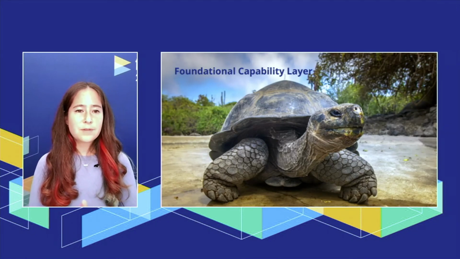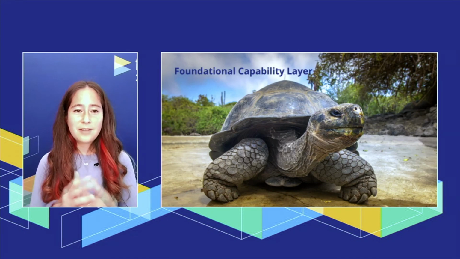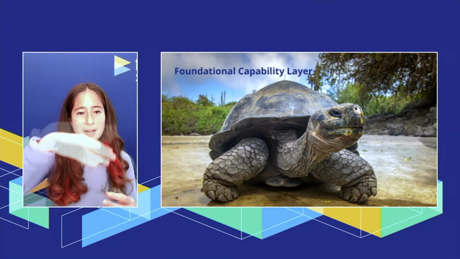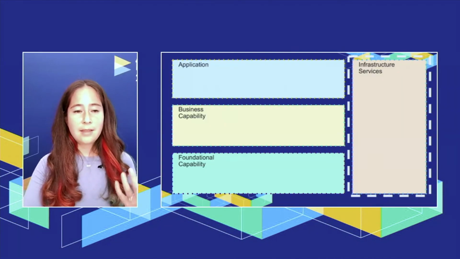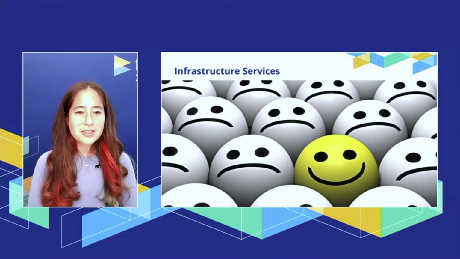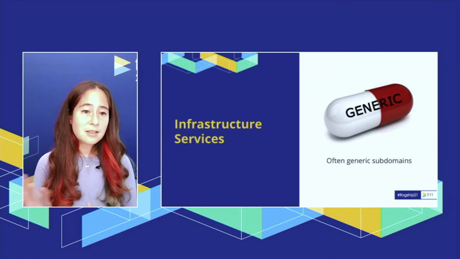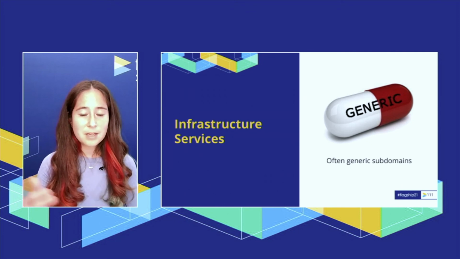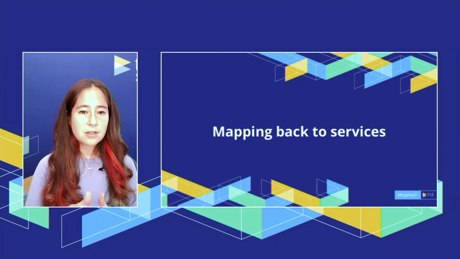And this layer moves slowly. You actually want this layer to move slowly, because if you break something here, it's going to affect every layer on top of it, right? So you want to make sure that these things are built well, and they're solid, and they aren't changing very often. And then finally, the infrastructure services. Like I mentioned, these are sort of the special cases. They're often the generic subdomains, so those subdomains I mentioned earlier. That's typically what falls into infrastructure services.